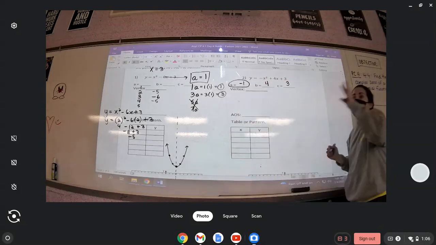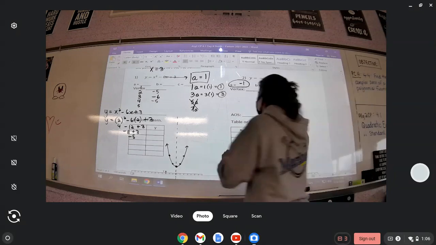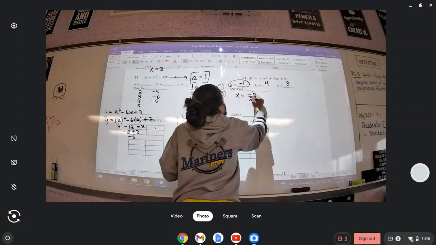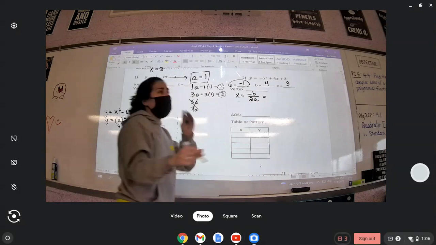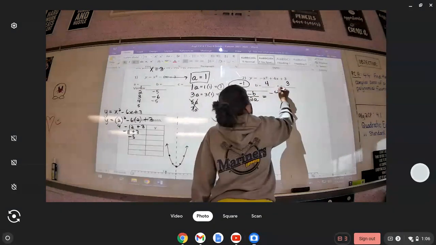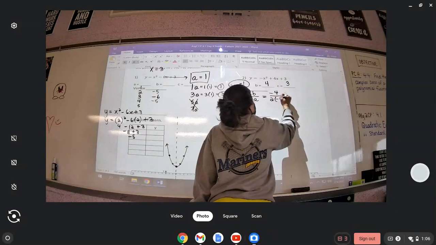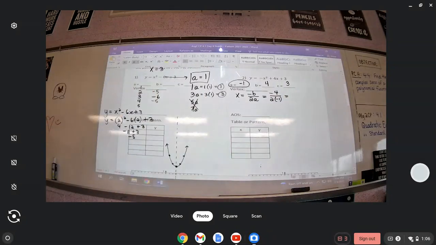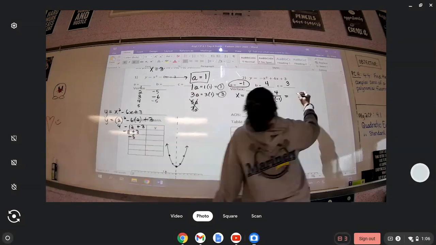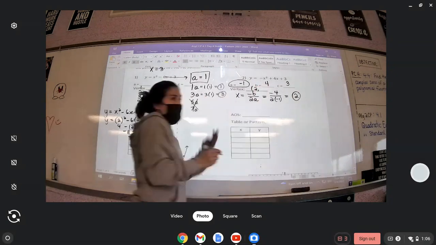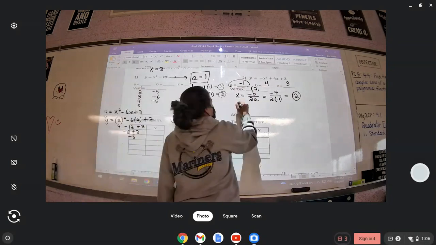Everybody find your vertex. Do a little negative B over 2a and see what we get. The opposite of b over 2 times negative 1. Anybody know what's negative 4 divided by negative 2? 2. So we have a positive 2 as the x-coordinate of our vertex. All right, now let's plug it in, see what y is.